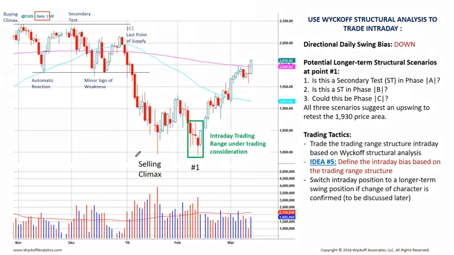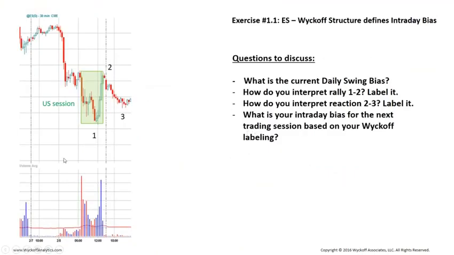While you're doing that, let me just refresh your memory here. So at point number 1 right here, we are thinking about all of the potential scenarios here. Secondary test in phase A, secondary test in phase B, or could this be phase C? Now, all 3 scenarios suggest that we're going to go up and we're going to retest. So we want to look into this structure right here, and we want to go day by day and see what kind of trades potentially we're going to encounter and we could potentially have. Okay, so volunteer, please.